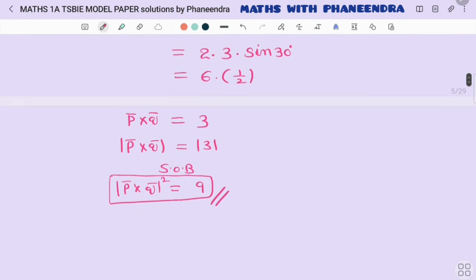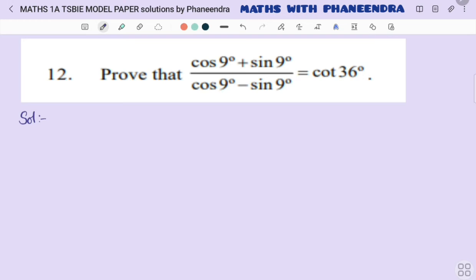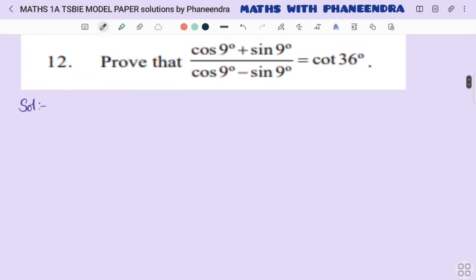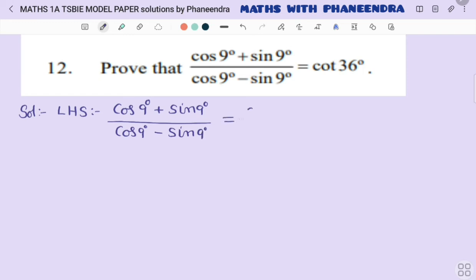We'll move to question number 12. The next question number 12: prove that cos 9 degrees plus sin 9 degrees divided by cos 9 degrees minus sin 9 degrees equals cot 36 degrees. First you have to consider the LHS: cos 9 degrees plus sin 9 degrees divided by cos 9 degrees minus sin 9 degrees, which is equal to cos 9 degrees taken common from the numerator.